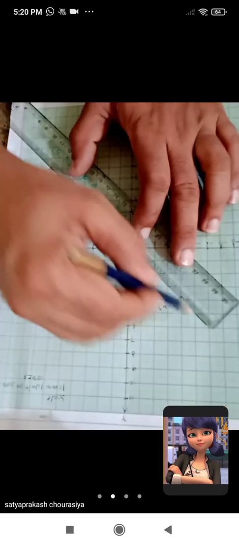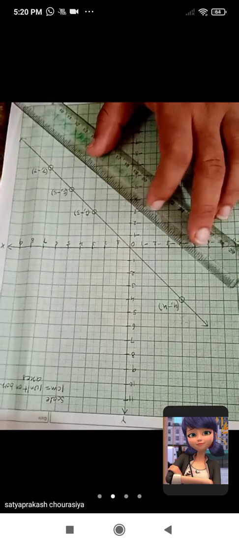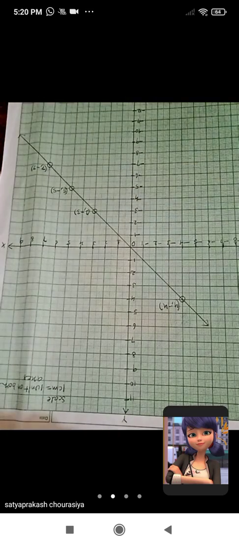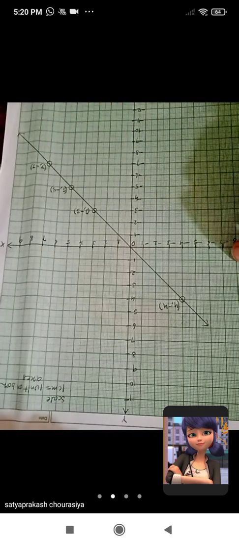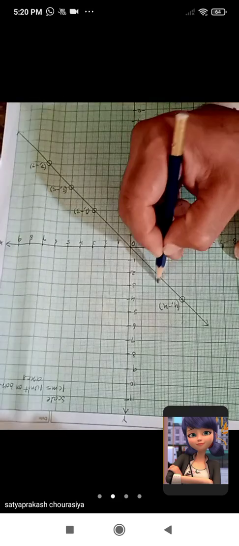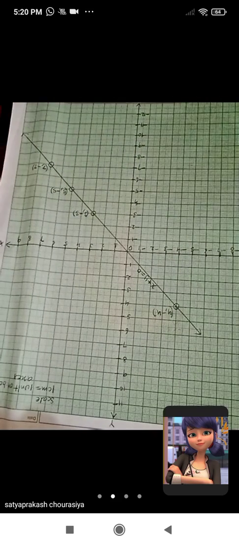Now join all 4 points. Now write down the equation of that line. The equation of this line is x plus y is equal to 0. Now we have to plot the points of the second equation.